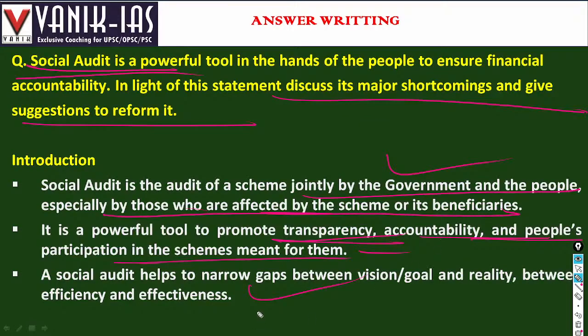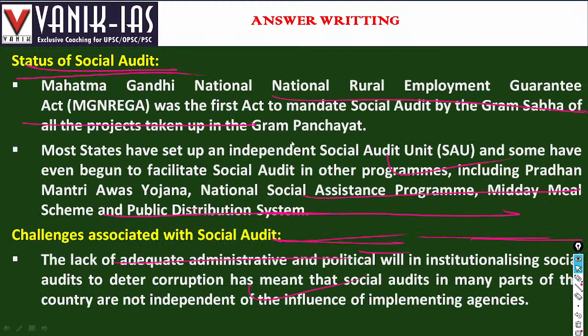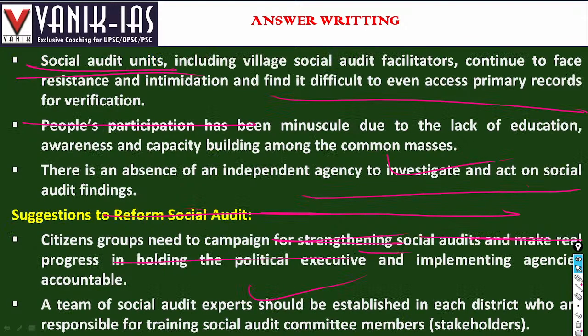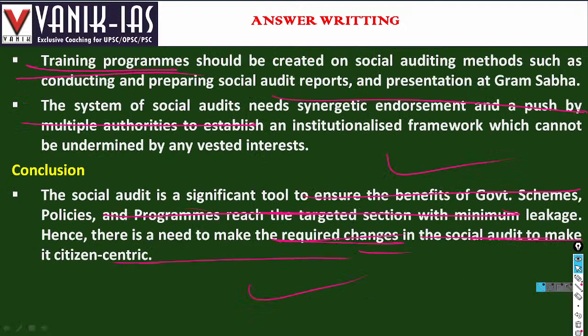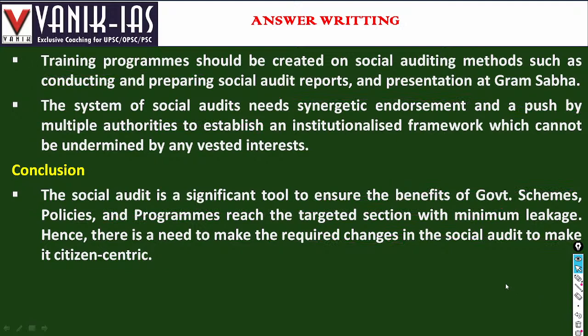Member country effectiveness, right? Try to write the shortcomings and try to write this question: the status, the challenges, and what are the solutions. And finally, the conclusion. Try to write this question on your own.